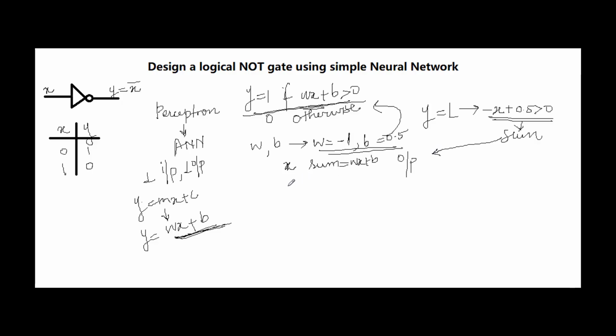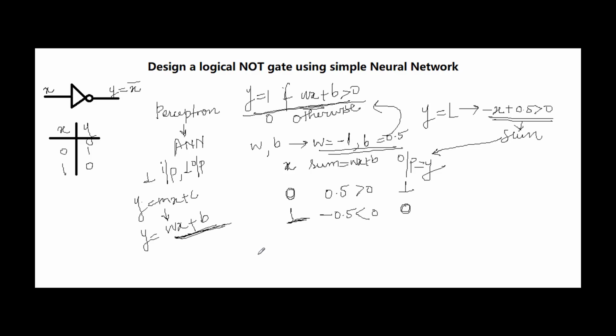So when the input is 0, my sum will be: x is 0, minus 0 plus 0.5. The answer is 0.5, which is greater than 0. My output should be 1. Then when my input is 1, we get -1 plus 0.5, which is -0.5. Less than 0, so my output is 0. You can see when x is 0, the output y becomes 1, and if it is 1, this becomes 0. So this is how a simple NOT gate can be designed using a simple perceptron.